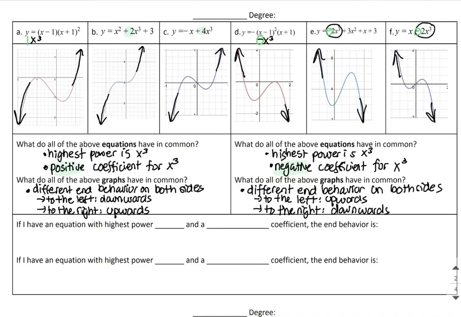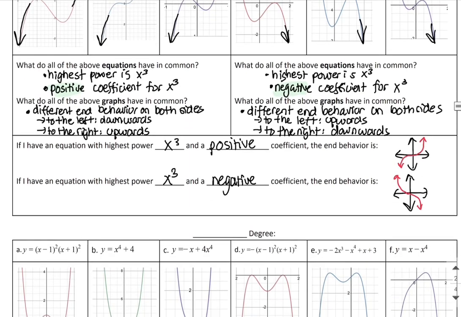So what I can deduce from this is, if I have an equation with the highest power x cubed and a positive coefficient, the end behavior is going to look like this: downwards to the left and upwards to the right. If the highest power is x cubed and I have a negative coefficient, the end behavior is going to look like this: upwards to the left and downwards to the right.